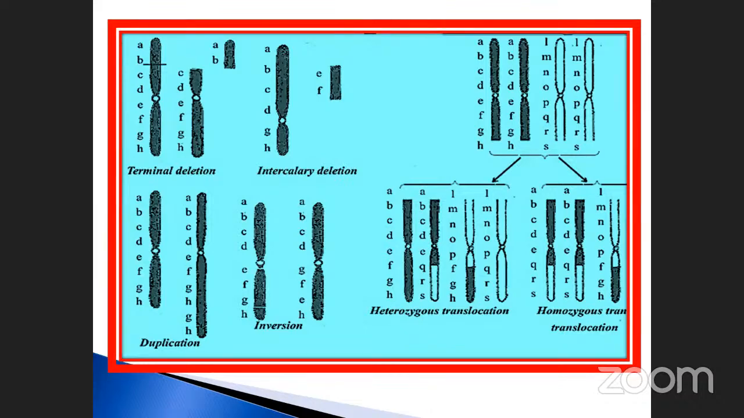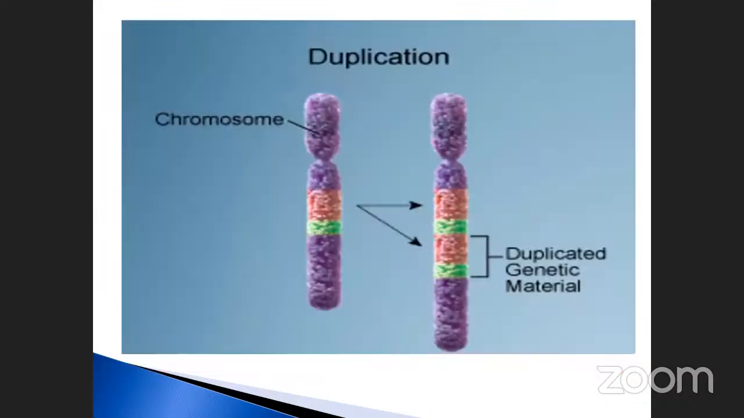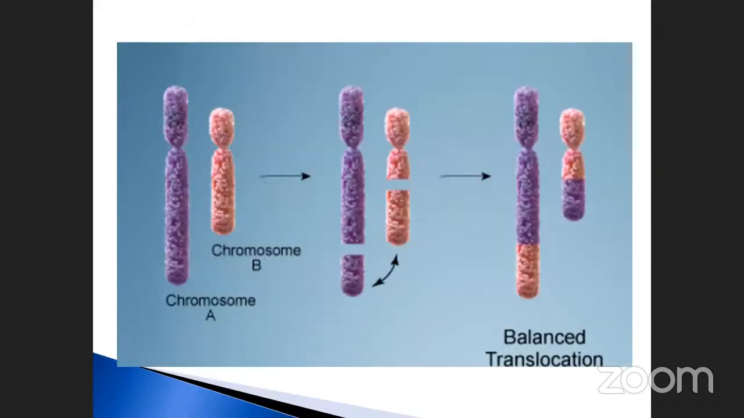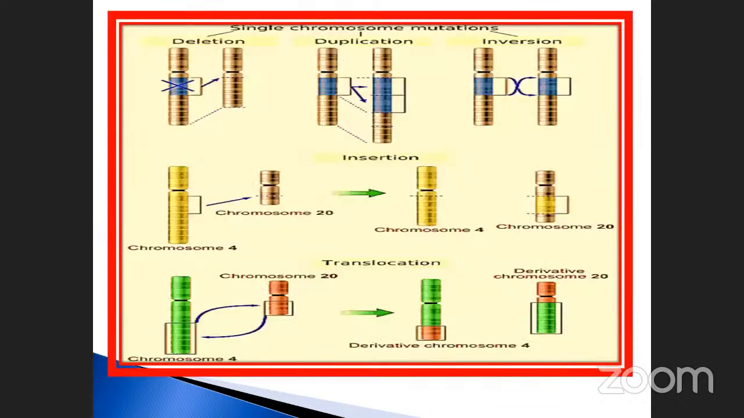This was also observed by a scientist. Duplication is already given here, and another one is called balanced translocation. A particular part is removed or sometimes interchanged; that is called crossing over, which also takes place during meiosis. These are the changes: deletion, duplication, inversion, insertion, and translocation, which will be discussed very deeply. These are the changes that occur in the chromosomes.